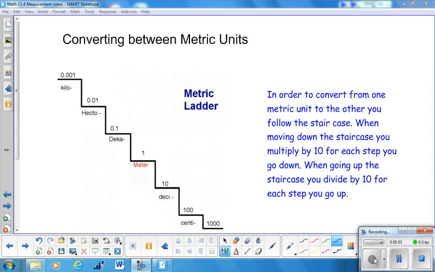Lesson 2, Converting Between Metric Units. In order to convert from one metric unit to another, you can follow a staircase. When moving down the staircase, you multiply by 10 for each step you go down. When you're going up the staircase, you divide by 10 for each step you go up. So this picture on the left is called the metric ladder.